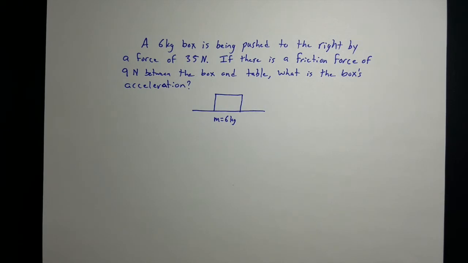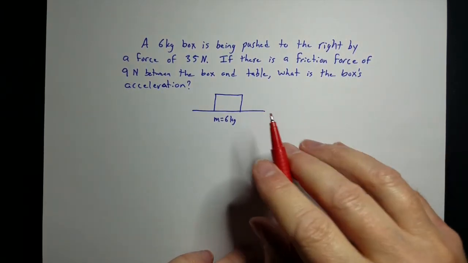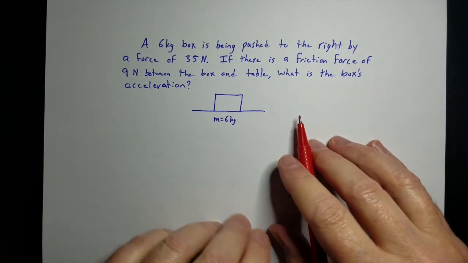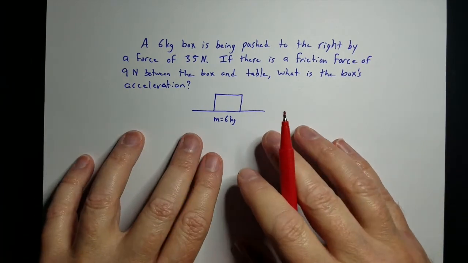Let's look at this one. We got a 6 kilogram box being pushed to the right by a force of 35 newtons. There is a friction force of 9 newtons between the box and the table. What's the box's acceleration? For a lot of Newton's law problems, I prefer to actually draw out the situation.